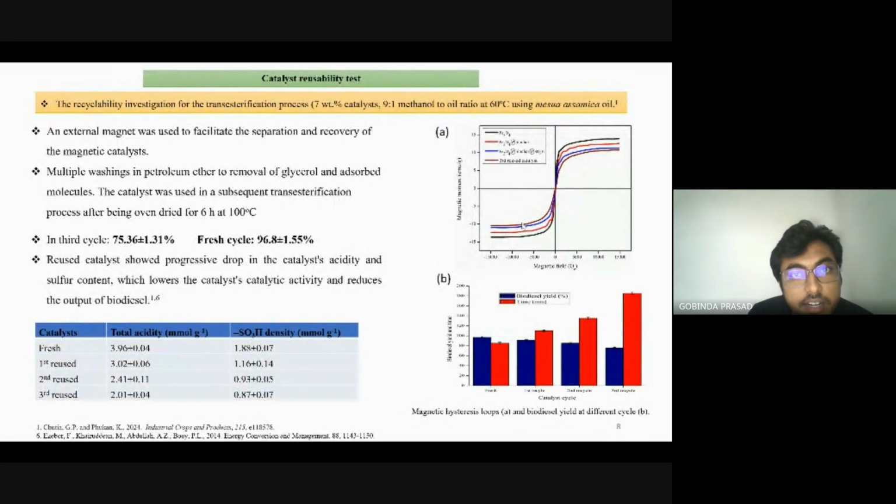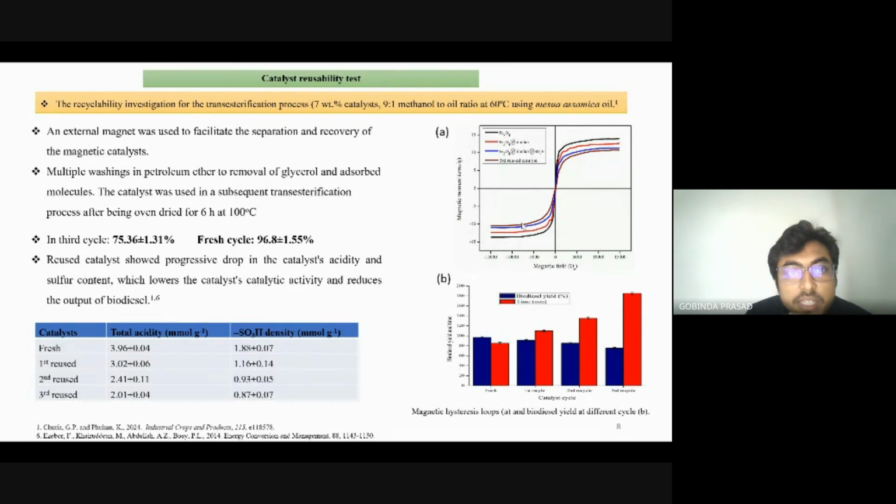Now the catalyst reusability test. The reusability investigation was conducted at the optimum conditions of 7% catalyst, 9:1 methanol to oil ratio at 60 degrees centigrade using the Mesua assamica oil. An external magnet was used to separate and recover the magnetic catalyst, and multiple washing in petroleum ether was conducted to remove glycerol and other adsorbed molecules from the catalyst surface.